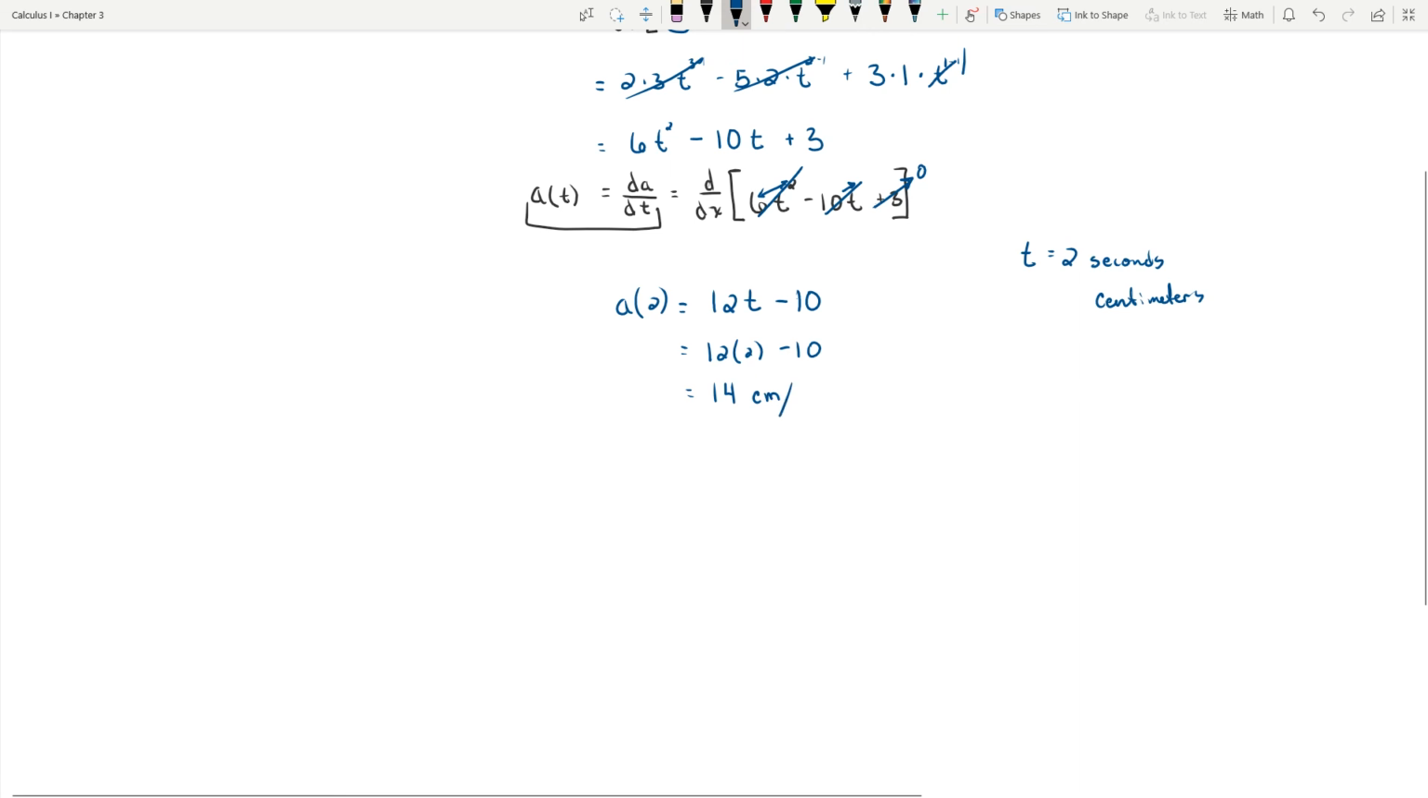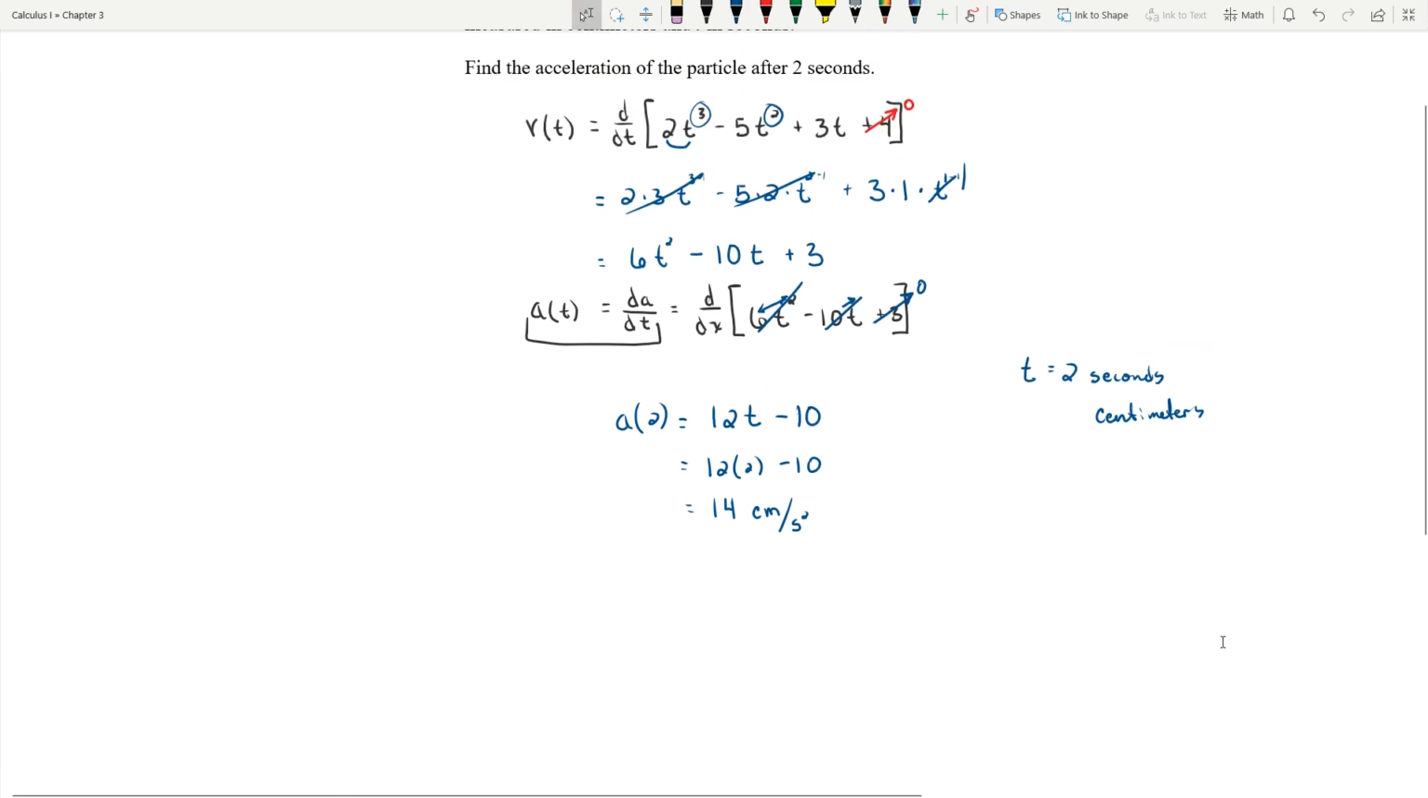And this is going to be 14 centimeters per second squared. And I know our professor is probably going to go over this, but when you're taking the second derivative of an object in motion, if it's over time, you'll end up with time squared. So essentially, after 2 seconds, this object's acceleration is 14 centimeters per second squared.